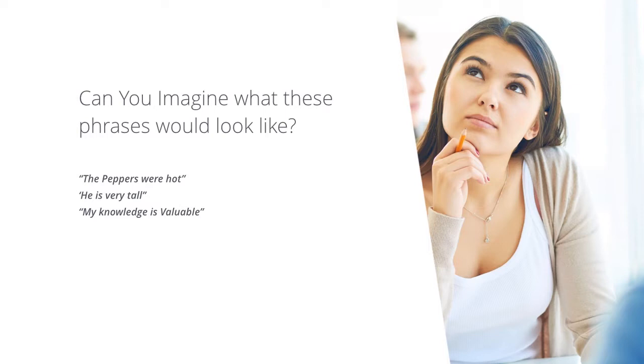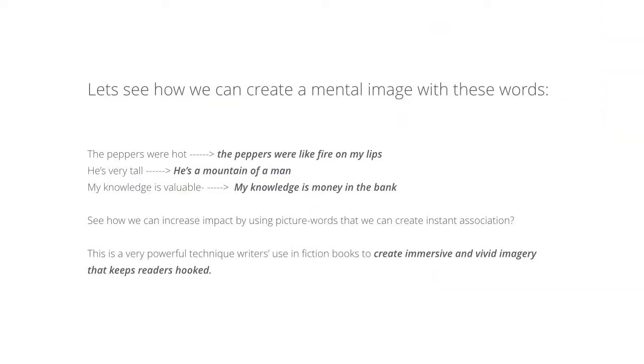So let's see how we can create some mental images with these words. The peppers were hot. We could write that as the peppers were like fire on my lips. He's very tall. We can translate that to he's a mountain of a man. My knowledge is valuable. My knowledge is money in the bank. So when you rewrite your copy using similes and metaphors, you can see how you can increase the impact by using those picture words.